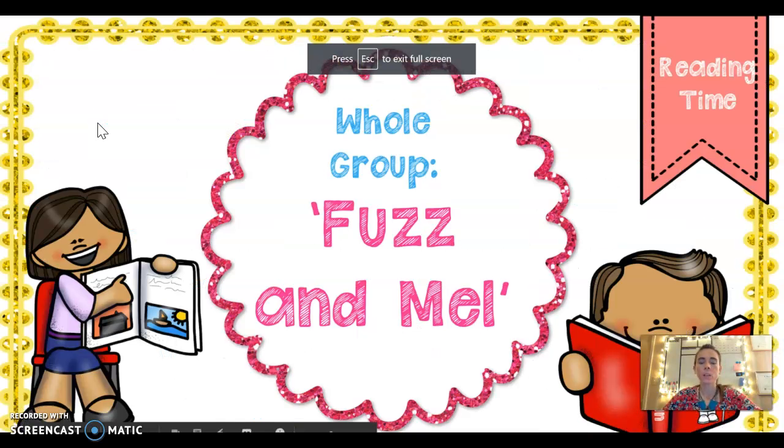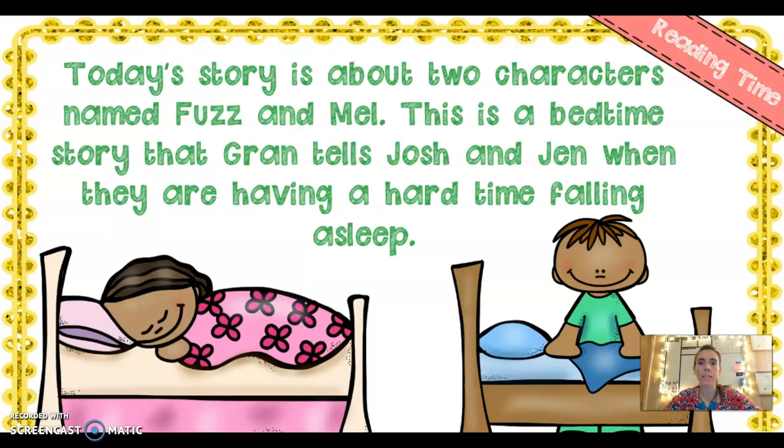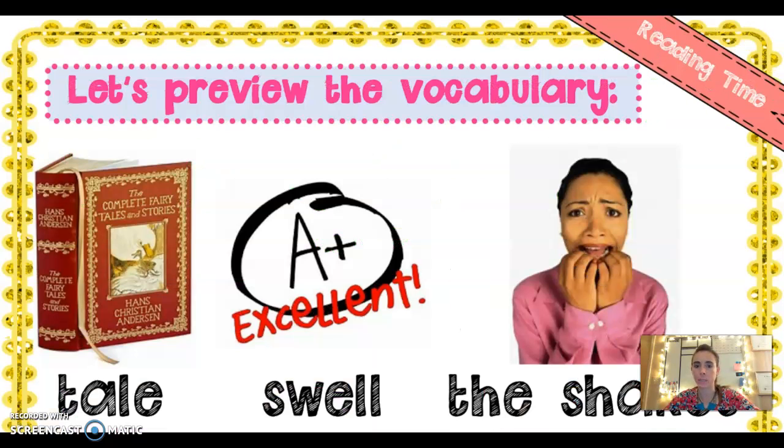All right. So today we're going to read a story called Fuzz and Mel. Let's turn to the table of contents. Today's story is called Fuzz and Mel. We'll turn to the table of contents in just a minute. Today's story is about 2 characters named Fuzz and Mel. This is a bedtime story that Gran tells Josh and Jen when they are having a hard time falling asleep.